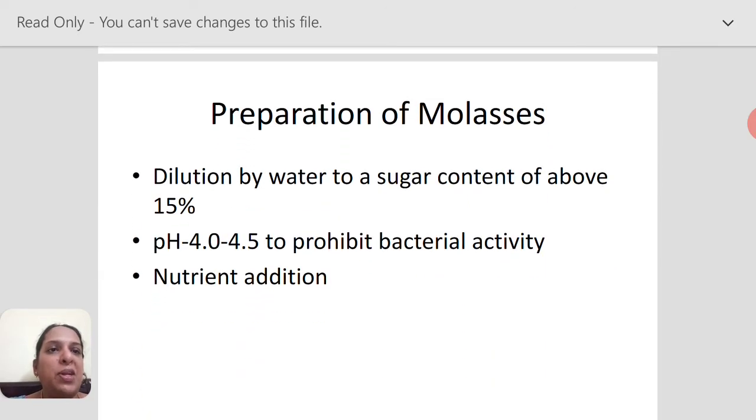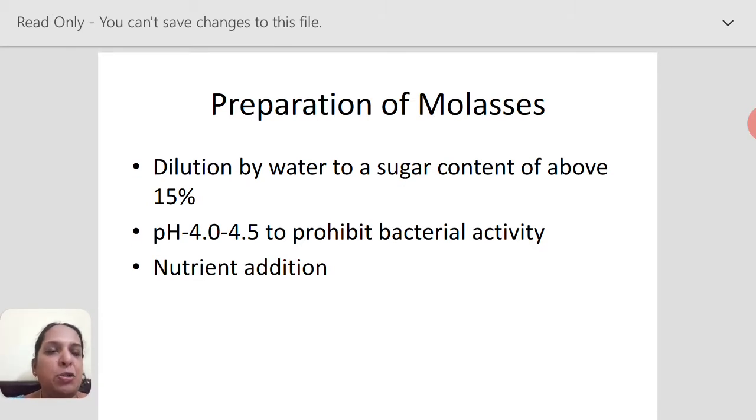The second raw material is molasses, as we already saw. This molasses as such cannot be used in the process. We have to do certain preparations. In this case, the molasses is first diluted with water to a sugar content of about 15 percent. Then the molasses should also be maintained at a pH range of 4 to 4.5, so that it discourages other bacterial activity, and finally it is added with nutrients, so that proper nutrient supplementation is given.